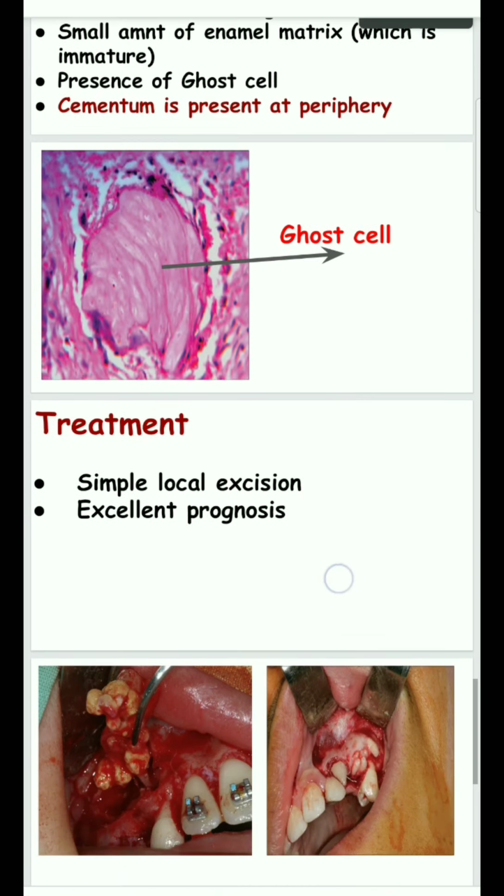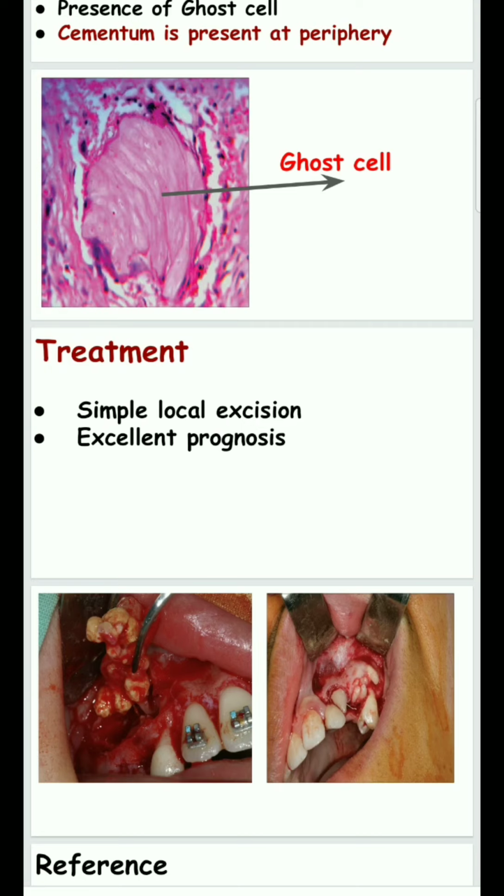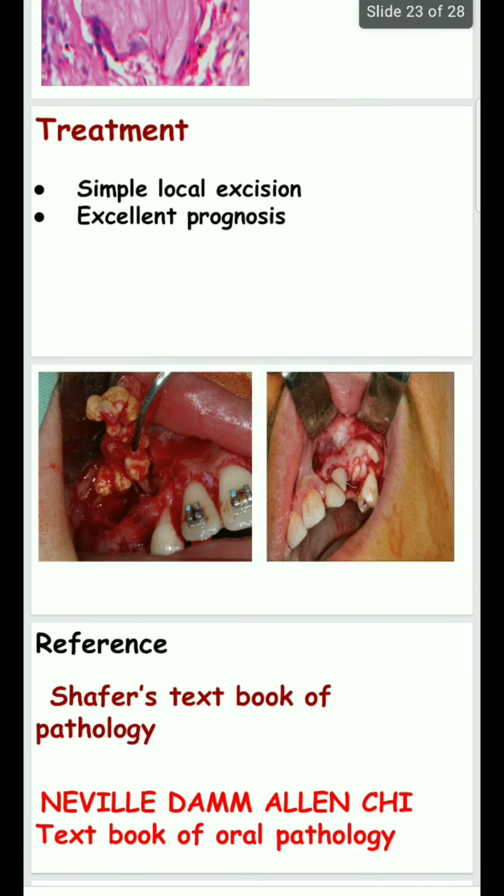The treatment is simple local excision, which is the only treatment required. It gives an excellent prognosis.